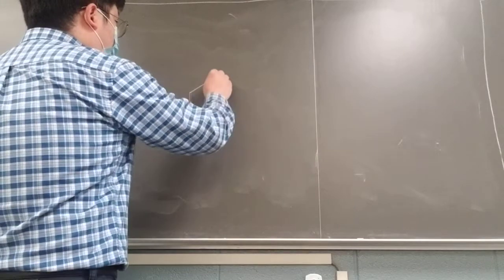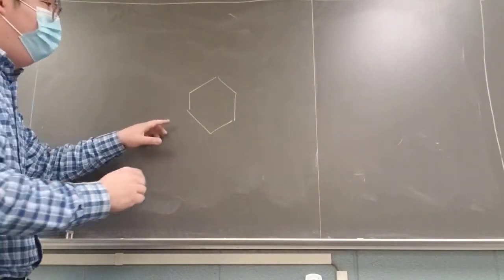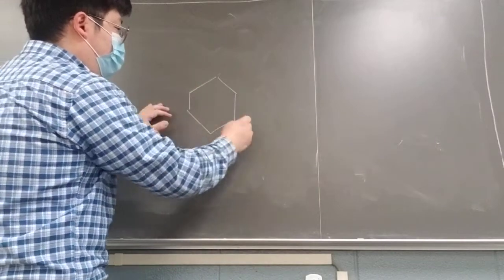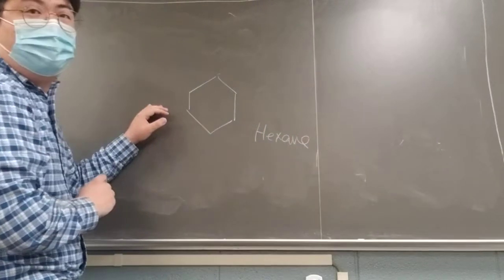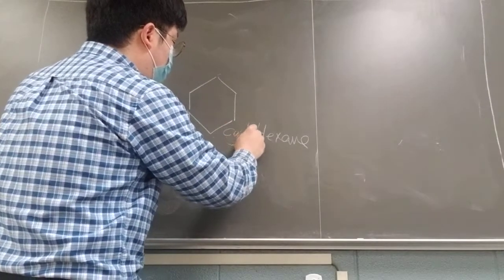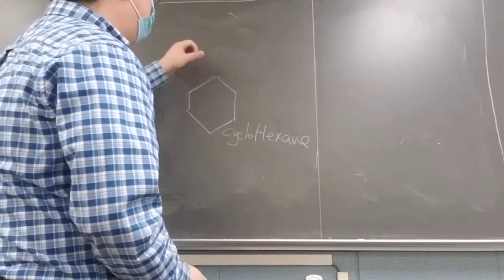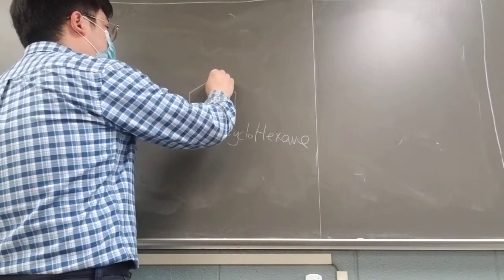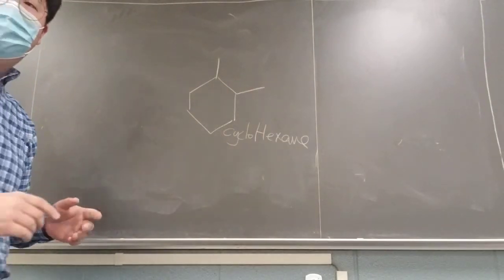So if we have this one, let's try to name this one first. This will be 6 carbon, right? So the hexane, perfect. And then its ring structure will be cyclohexane, perfect. So if that is the case, now how about we have 2? Okay, 2, not 1, 2.